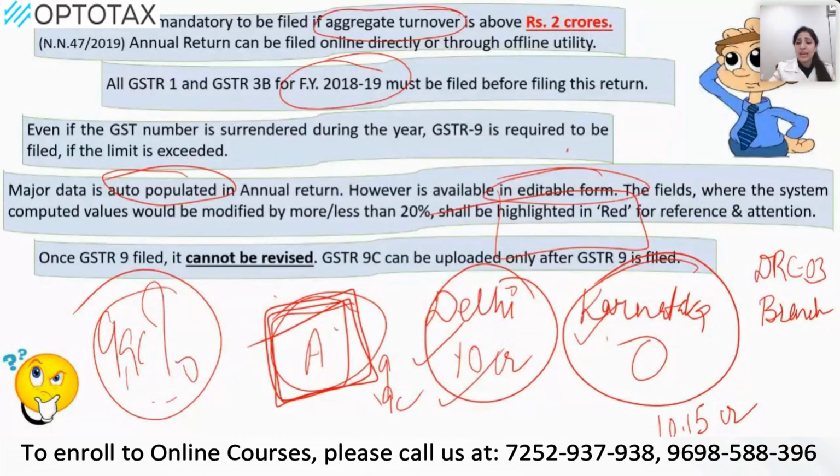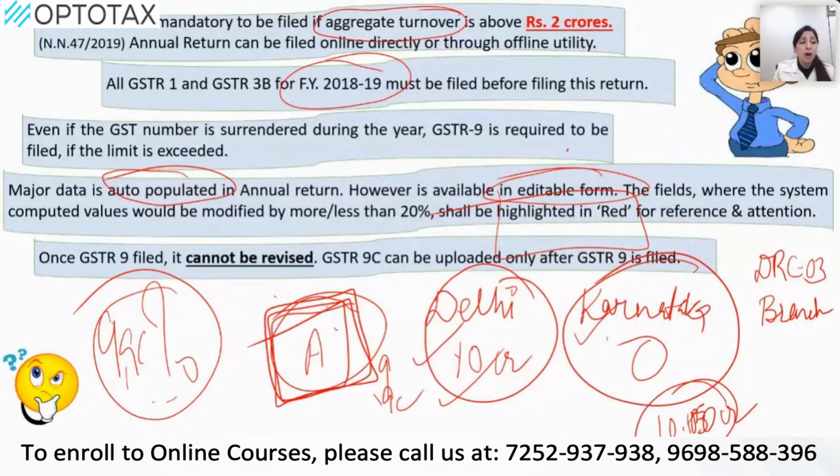So in this case, instead of 10.15 crore, our turnover is 10 crores. Still, I have to file 9 and 9C both for Karnataka. Sir, you can be subjected to penalty. So please, it is a nil return. You have to file it, right?